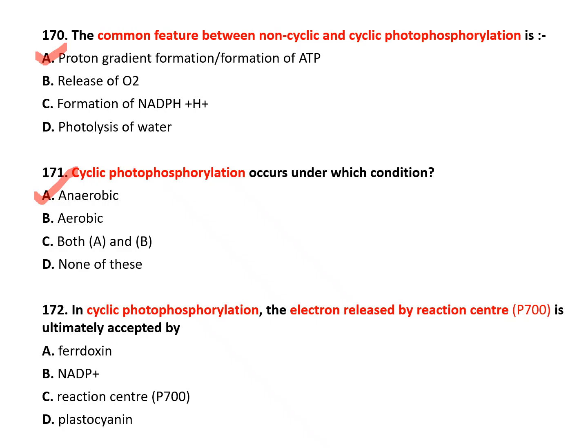In cyclic photophosphorylation, the electron released by reaction center P700 is ultimately accepted by option A, pyridoxine, option B, NADP+, option C, reaction center P700, option D, plastocyanin. The correct answer is option C, reaction center P700. In cyclic photophosphorylation, there is no splitting of water, thus there is no evolution of oxygen. That's why the condition is anaerobic.